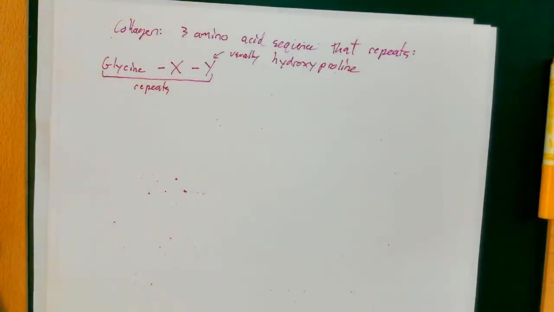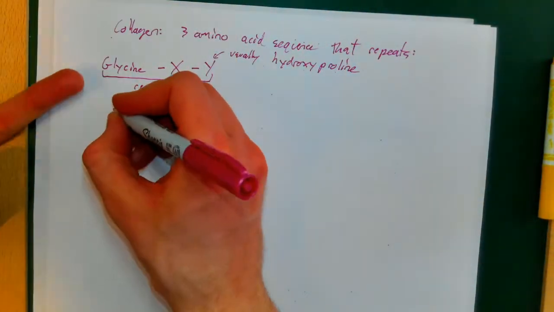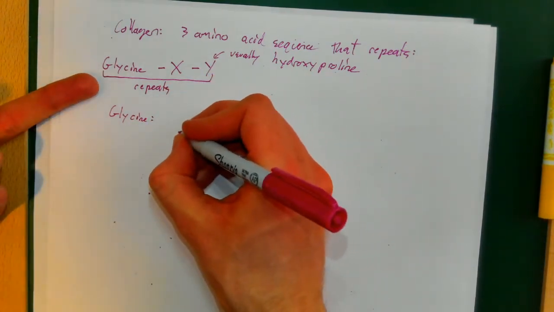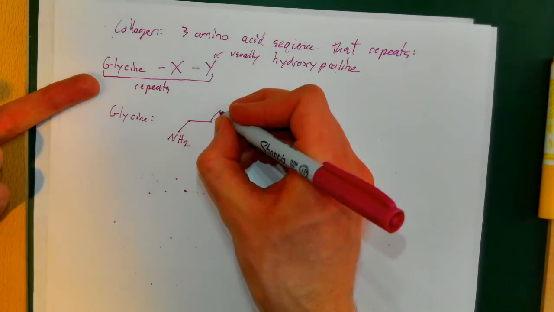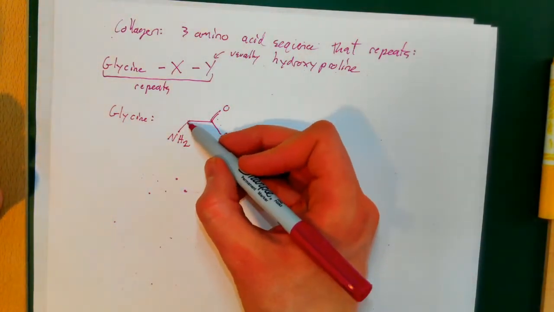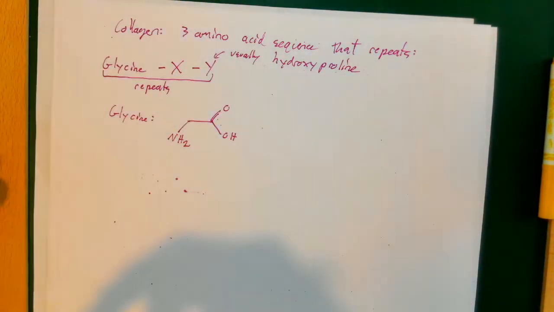So let's sketch what those amino acids look like. If you remember, glycine was the simplest of amino acids. So glycine was NH2, a carbon with 2 hydrogens, and then a COOH right here.